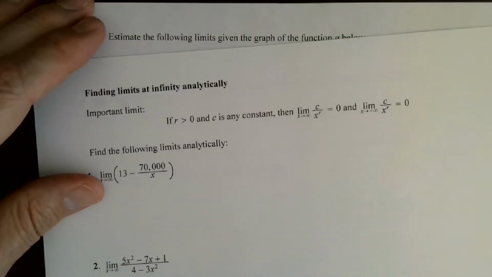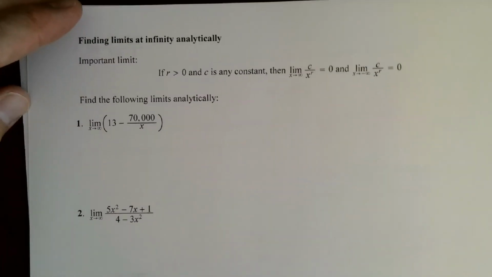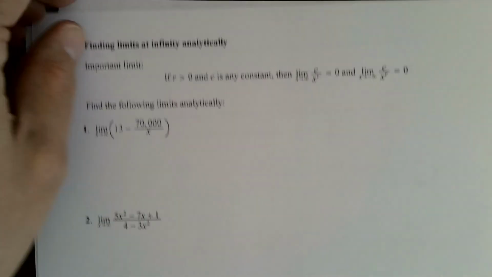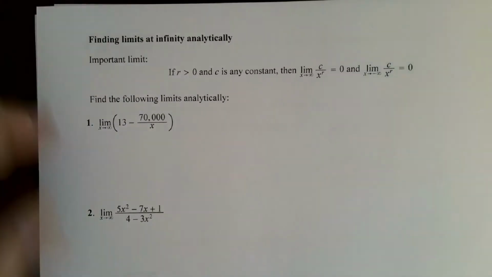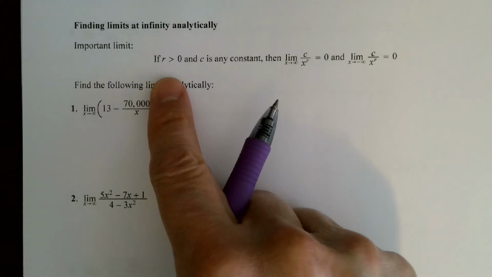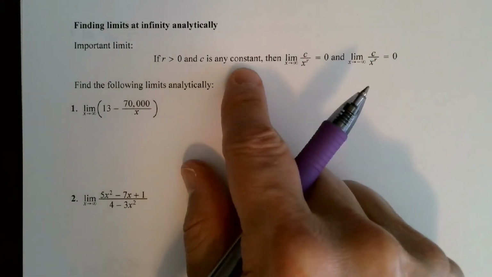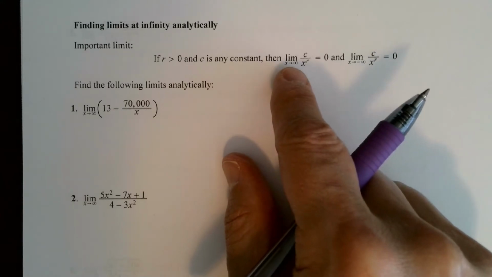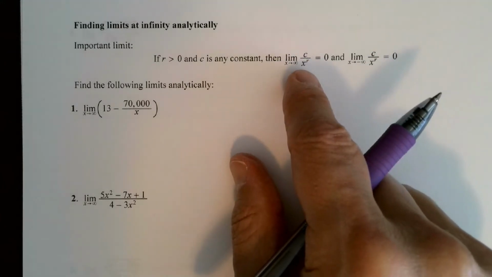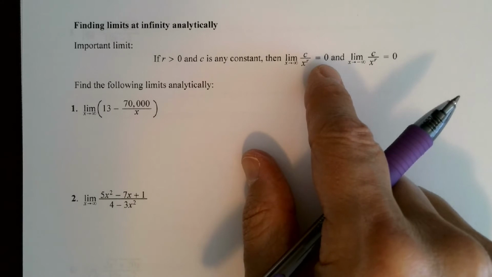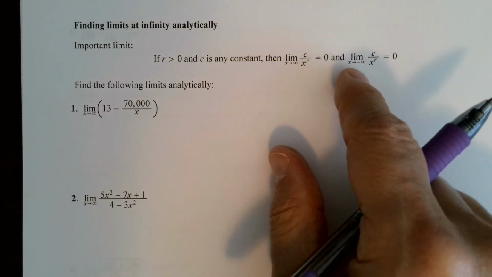Now, let's look at finding limits analytically, limits at infinity. One of the important limits that we're going to use is this one right here. If r is a positive constant and c is any constant, then the limit as x goes to infinity of c divided by x to the r is equal to 0, and same thing with the limit as x goes to negative infinity. And that should make sense.